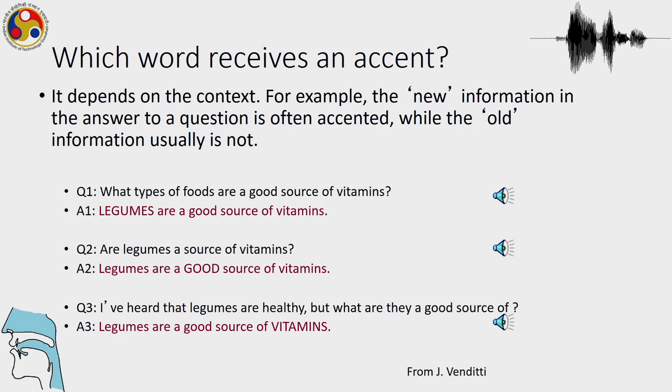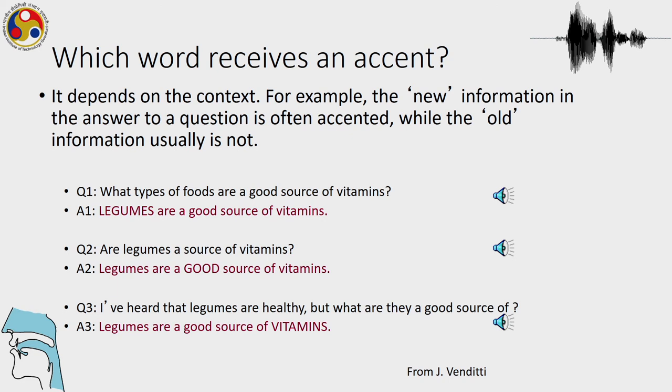Legumes are a good source of vitamins. Now you can see that the accent placement is varying, in the sense that it could be on legumes, it could be on good, or it could also be on vitamins. What is the difference among these three sentences is that, unlike the first question, where the question was what types of foods are a good source of vitamins, the questions are different for each of these sentences. Hence, the given information and new information are different for each of these sentences.